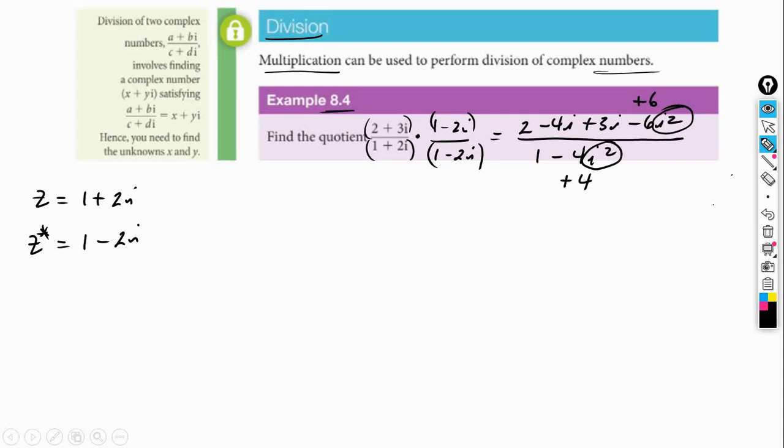So we're going to end up with 2 plus 6, which gives us 8, minus i over 1 plus 4, which is 5. But you never leave the complex numbers in this form. You want to separate the real part from the imaginary. So this is going to equal 8/5 minus 1/5 i.